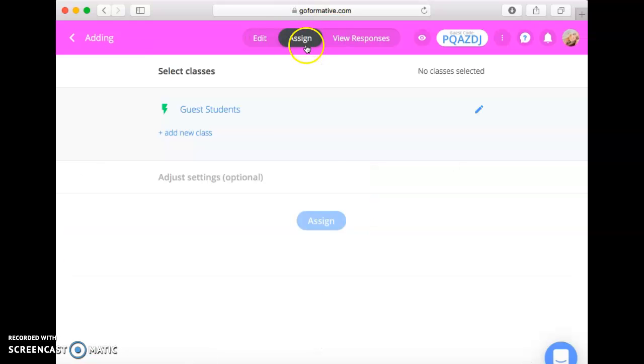For the assign page, this is where you are able to assign the assessment to your students or individual students. You can also make it for guest students, so you would give them this link here, and then you would give them the guest code where they would then just enter the guest code, enter their first and last name, and they are able to take the assessment.